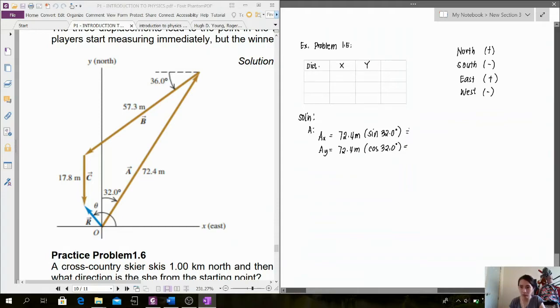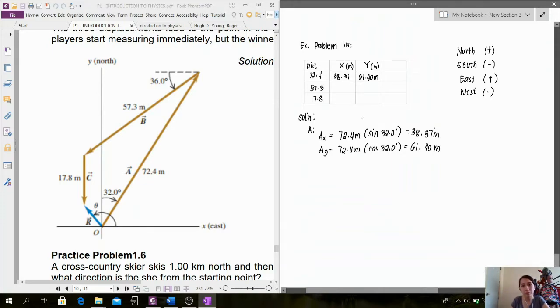So, calculating, we have 38.37 meters. The x component points east, so this is positive 38.37 meters. As for the y direction, we have cosine, 61.40 meters. Again, the y component is directed to the north, so we'll take it as positive. Let us first write the components, the distances here.